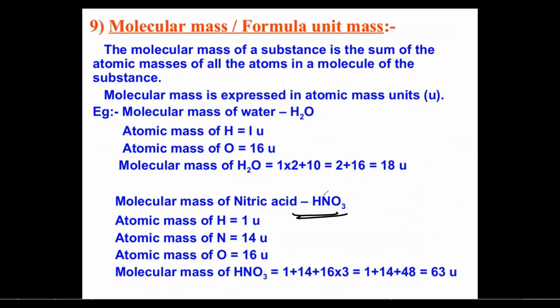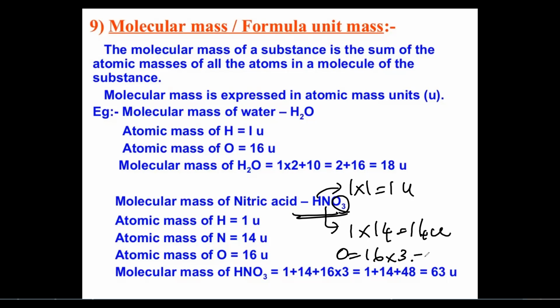Similarly, if you take HNO3, hydrogen is 1 into 1, which is 1 U. Nitrogen is 1 into 14, which is 14 U. O3: oxygen is 16, 16 into 3, which is 48 U. The total is 63 atomic mass units.